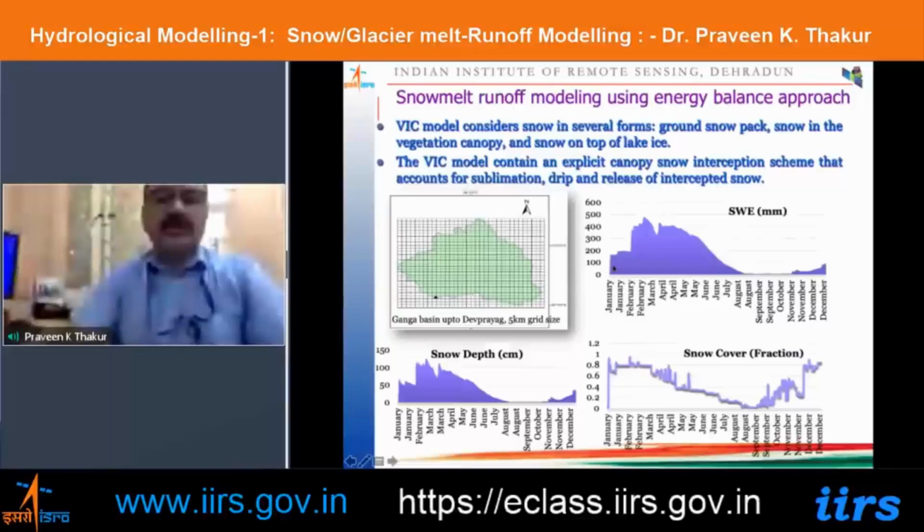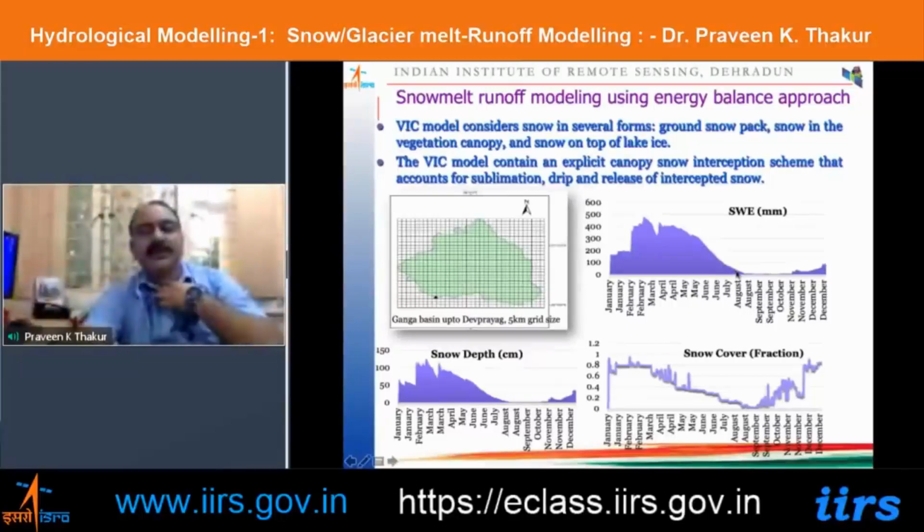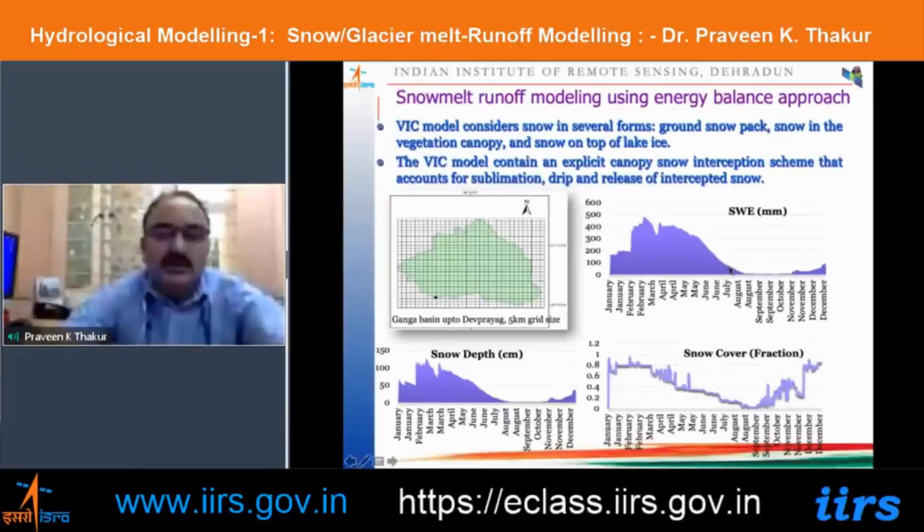Once you run this model, for example throughout the year, the model for each grid cell will simulate snow water equivalent, snow depth, and snow cover. This particular example is showing the basin area average for Devprayag, the Ganga basin up to Devprayag. You can see here in February, March it is highest, and then it reduces. By the end of June, it is almost zero. That means the seasonal snow has almost melted. Similarly for snow depth, and this is the snow cover area.